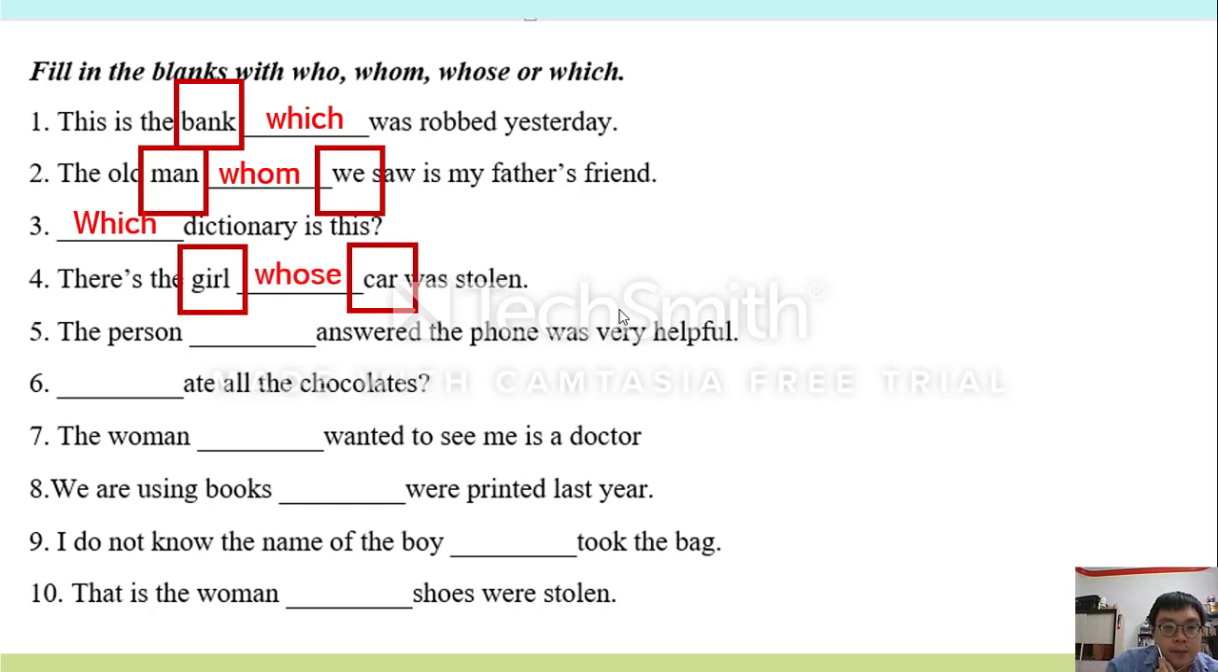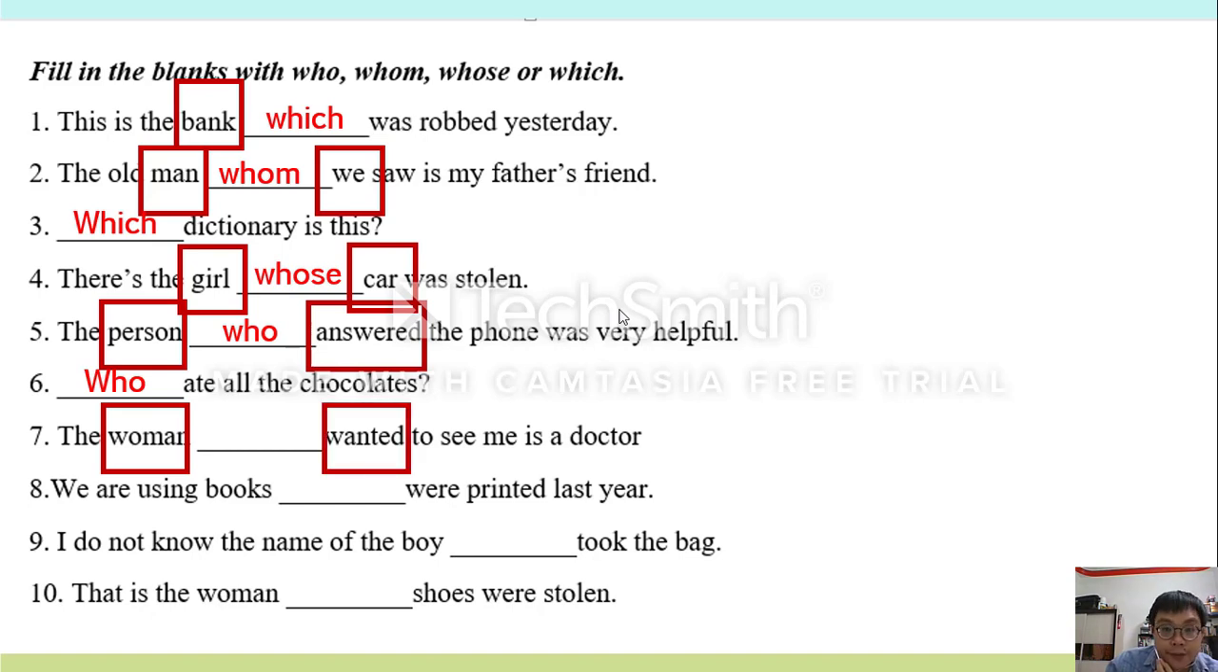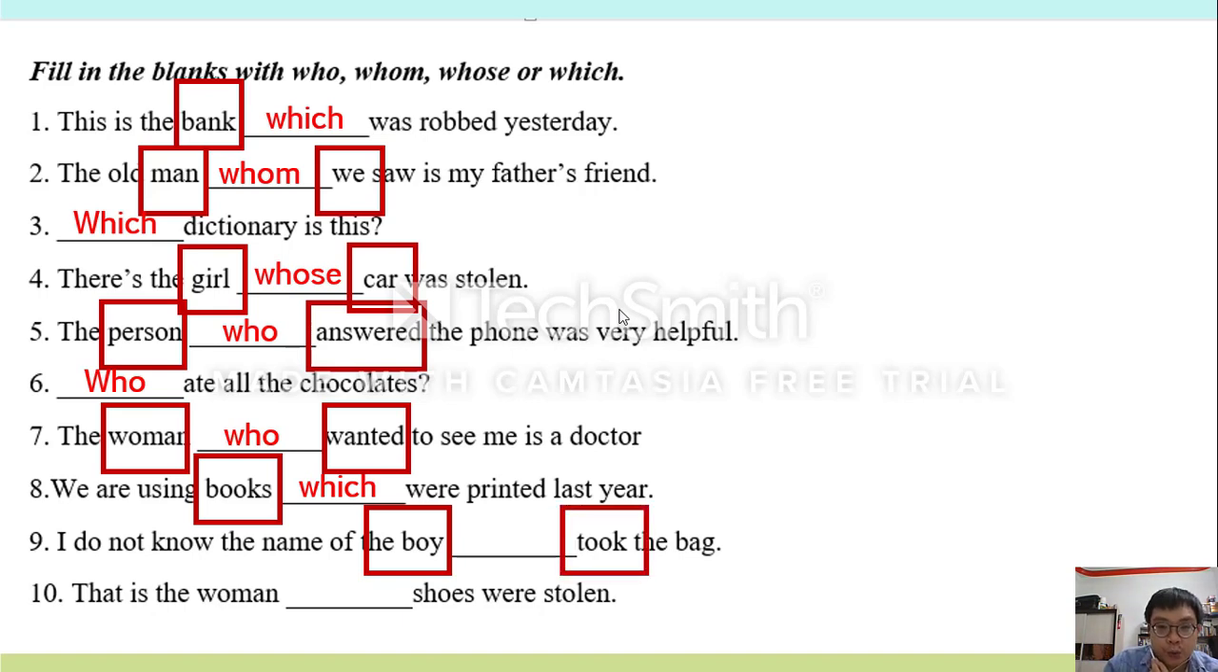Five, the person. So I see the word after answer. Answer is a verb. So I must use W-H-O, who. Six, who at. At is a verb. So I have to use who. Seven, the woman. Person, check. Wanted. Answer should be who. Eight, we are using books. Now books are not person, right? So for the answer you can only use which. Nine, the boy. So the boy is a person. Look at the word after answer. Took. Took is a verb. So I have to use W-H-O.